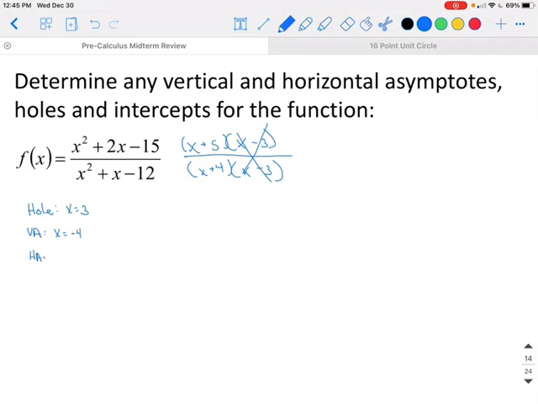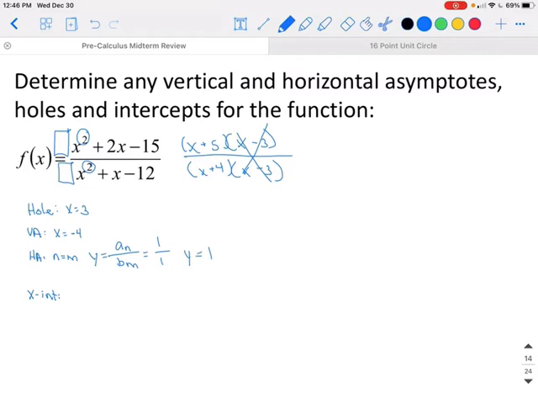To find your horizontal asymptotes, we need to look at the degree of the numerator and the denominator. Since the degree of the numerator and the denominator are the same in this case, to find your horizontal asymptote, you are going to do a over b, which means the leading coefficient of the top over the leading coefficient of the bottom. So our horizontal asymptote will just be y is equal to 1.